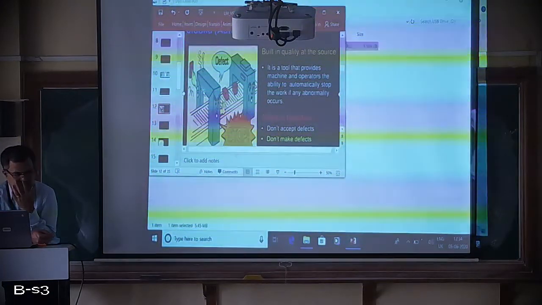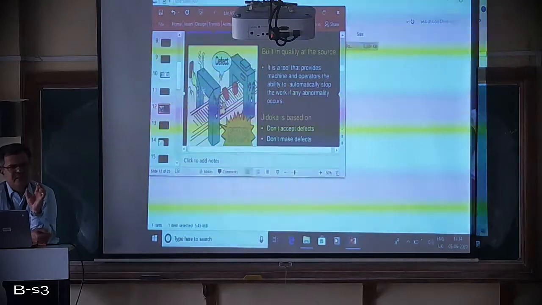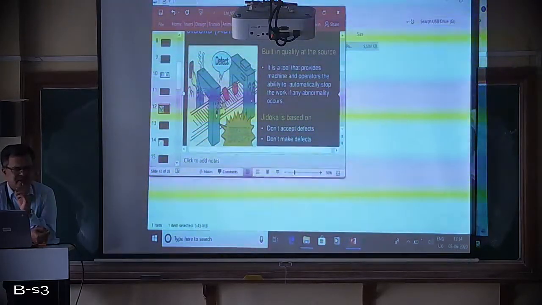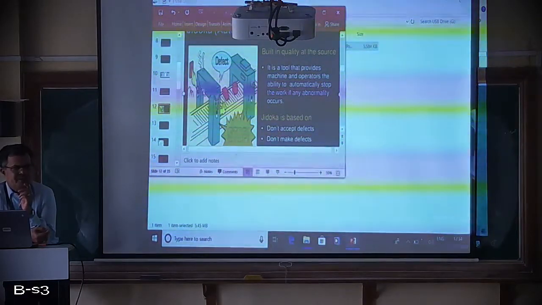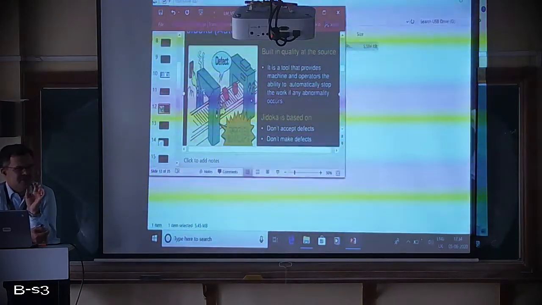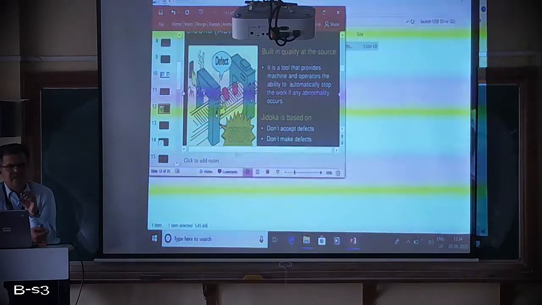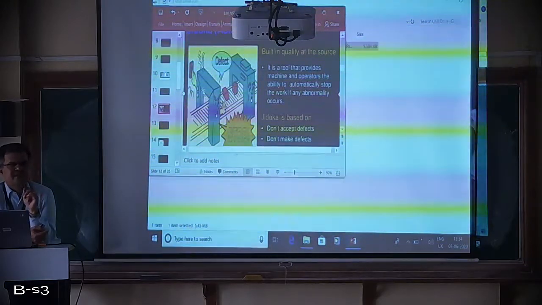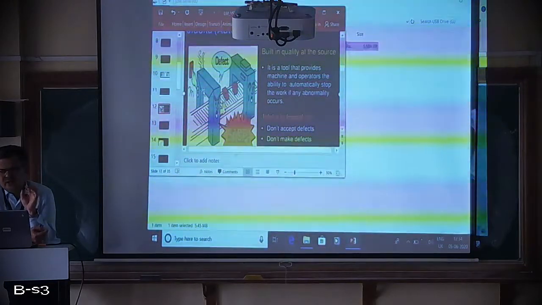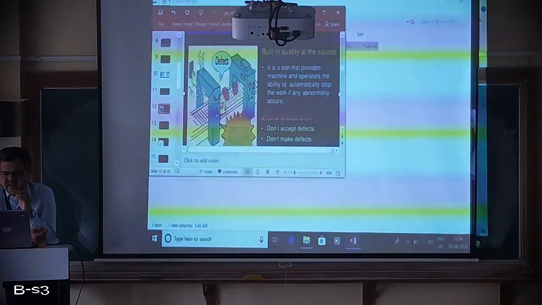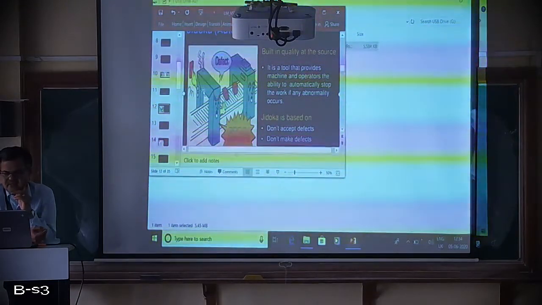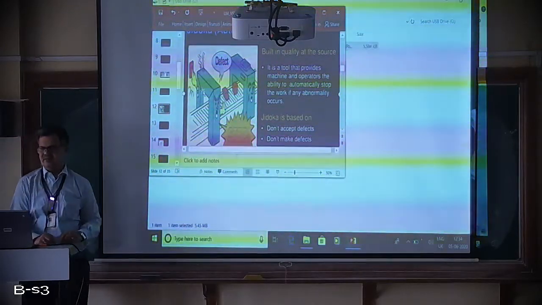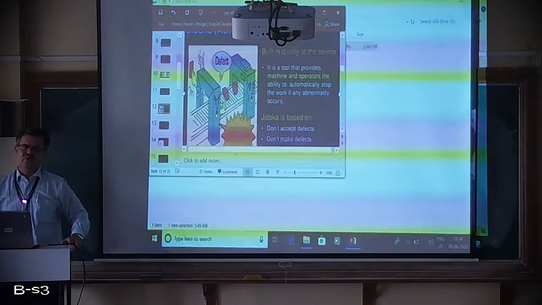It's very important that it is able to detect an abnormality in the process or in any of the manufacturing activities, and it should stop immediately, so that knowingly or unknowingly defective components do not go out of the organization. It's a tool that provides machines and operators the ability to automatically stop the work if any abnormality occurs, built-in quality at the source.